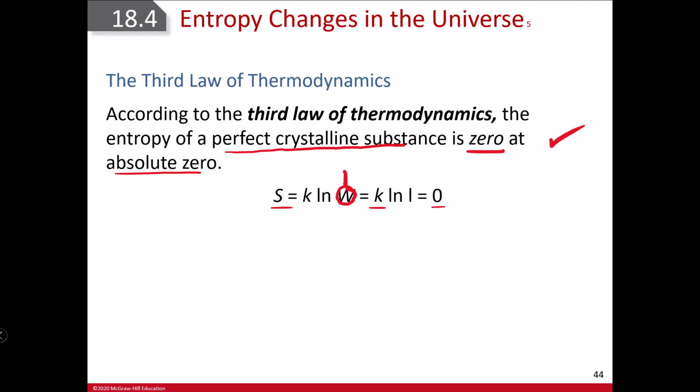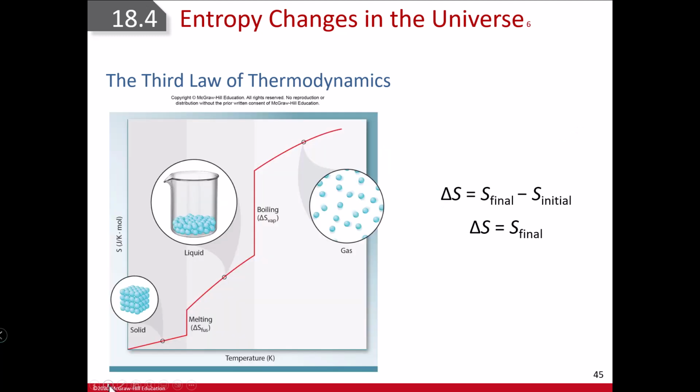Third law of thermodynamics. A perfect crystalline solid at 0 Kelvin, that means it's a theoretical point. 0 Kelvin means no movement whatsoever. Even the electrons have stopped moving in the atom. So it is a theoretical point. For a perfect crystalline solid at 0 Kelvin, you have 0 entropy. So here we have what the third law of thermodynamics looks like.